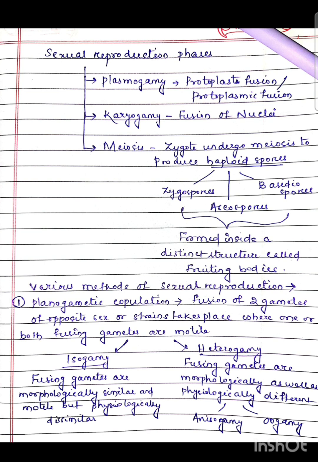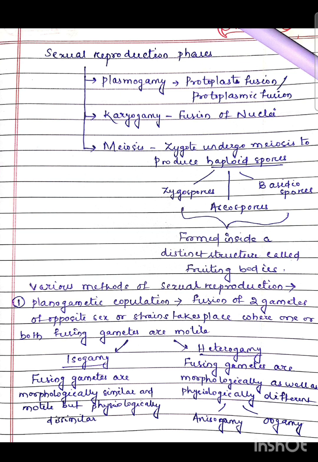Then sexual reproduction takes place in three phases. At first, plasmogamy occurs, where two protoplasts fuse with each other. Then fusion of nuclei occurs, called karyogamy. Then the third phase, the zygote. After karyogamy, the zygote is formed, which undergoes meiosis to produce haploid spores like zygospore, ascospore, basidiospore. They are produced inside the fruiting bodies.